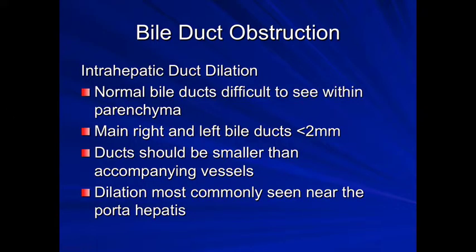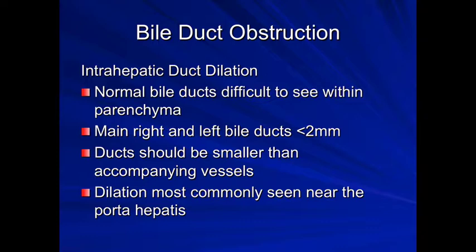Now, as well as looking at the common bile duct for obstruction, we also look at the intrahepatic ducts for dilation. Now, it's generally said that the normal bile ducts can be difficult to see inside the liver parenchyma, and that's certainly true for the distal ducts and in patients who may not be easy to scan. However, with modern machines, in patients who are thin and you get very nice images, you may actually see the bile ducts as they travel out to the periphery.